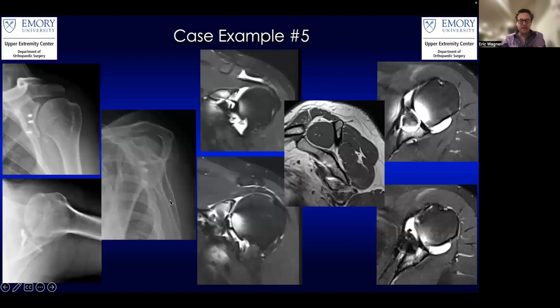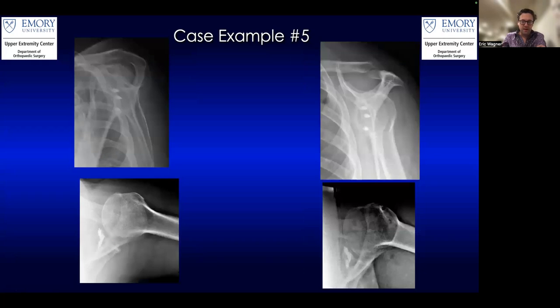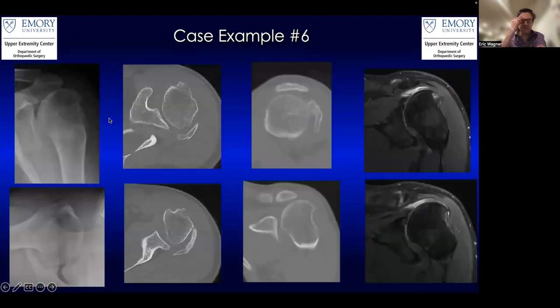Another case example. So you can see some anterior translation of the humeral head here. When you look at the scapular Y, you can see how it's kind of translated anteriorly here. See some fat infiltration of this here and a bare lesser tuberosity. So this is an irreparable subscapularis tear. This is sort of another example of that translation anteriorly in the subscapularis tear.